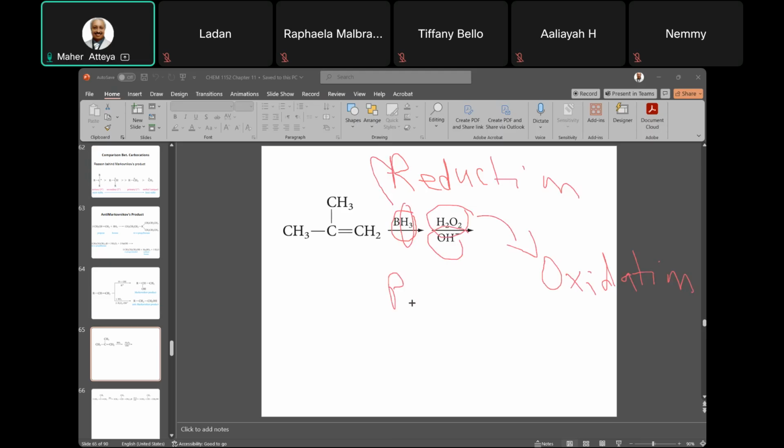So you make a complex with boron here, hydrogen. Instead of the hydrogen, you can make 3 of these groups, R, R, R, correct? Instead of the hydrogen. And the hydrogen will add up to whatever is there. So then you oxidize the whole thing. You can make out of this an alcohol. So let me show you here.